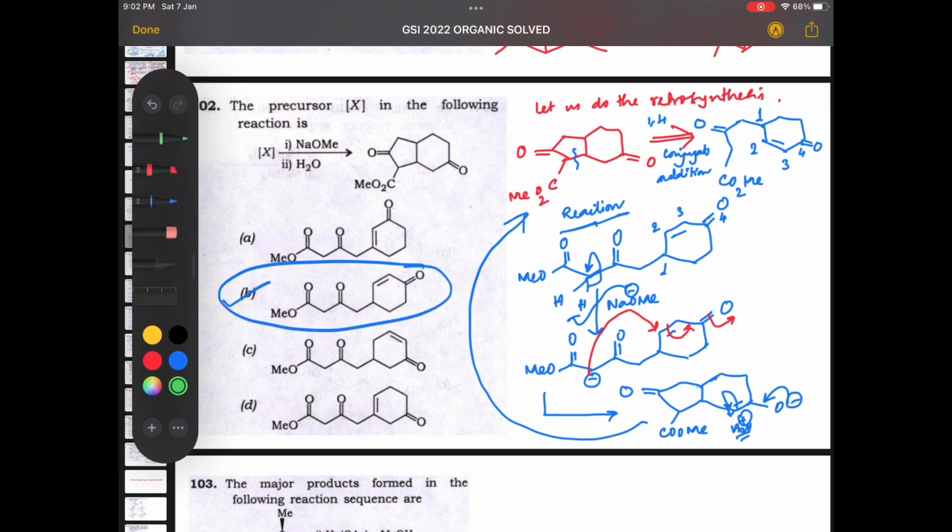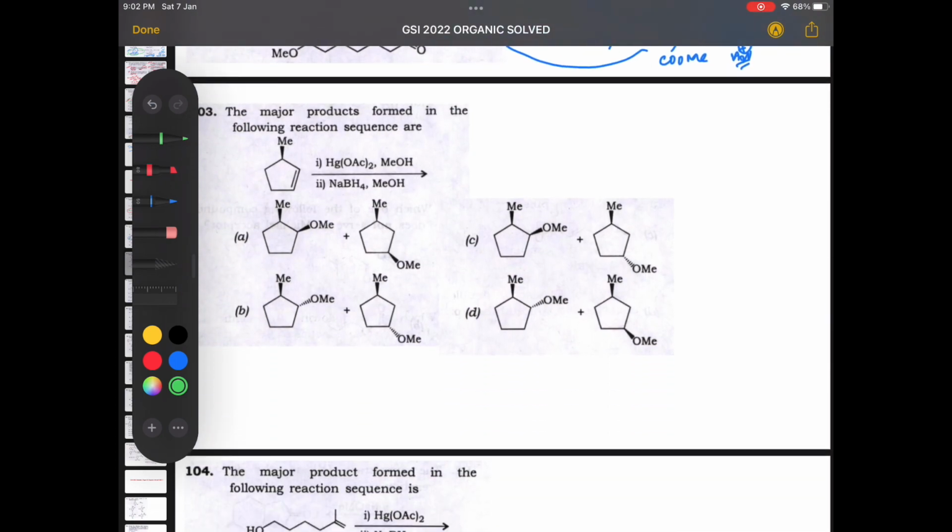And this is the precursor. The option number B is the precursor. Okay, so let us go to the third question of this part.